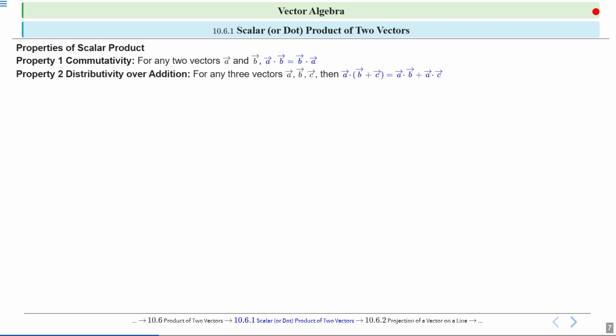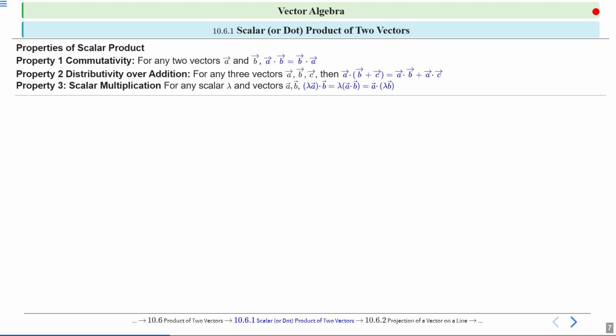So next we have the property of distributivity over addition, right? This property tells us that for any three vectors A vector, B vector, and C vector, the scalar product of A vector with the sum of B vector and C vector is the same as the sum of the scalar product of A vector with B vector and A vector with C vector. In equation form, A vector dot (B vector plus C vector) will be equal to A vector dot B vector plus A vector dot C vector. This is similar to distributing multiplication over addition in regular algebra.